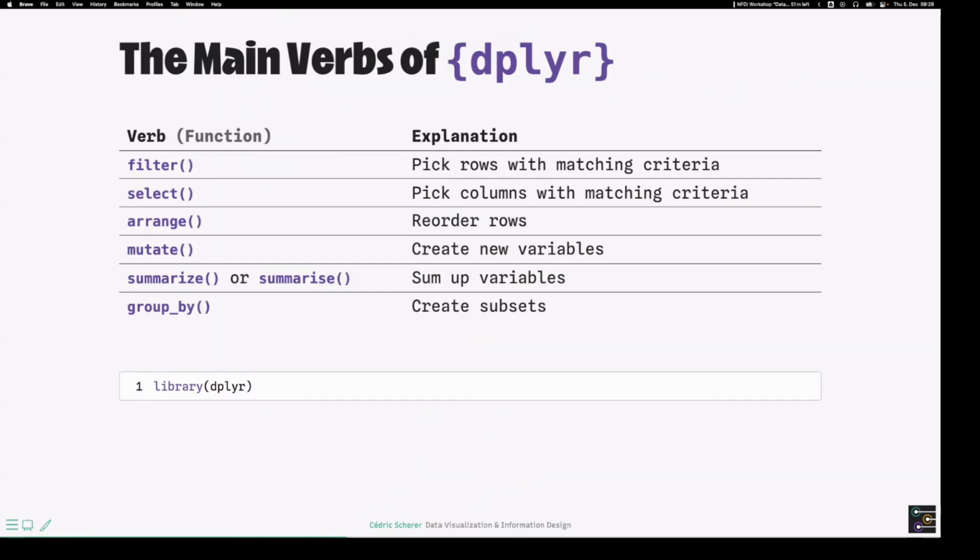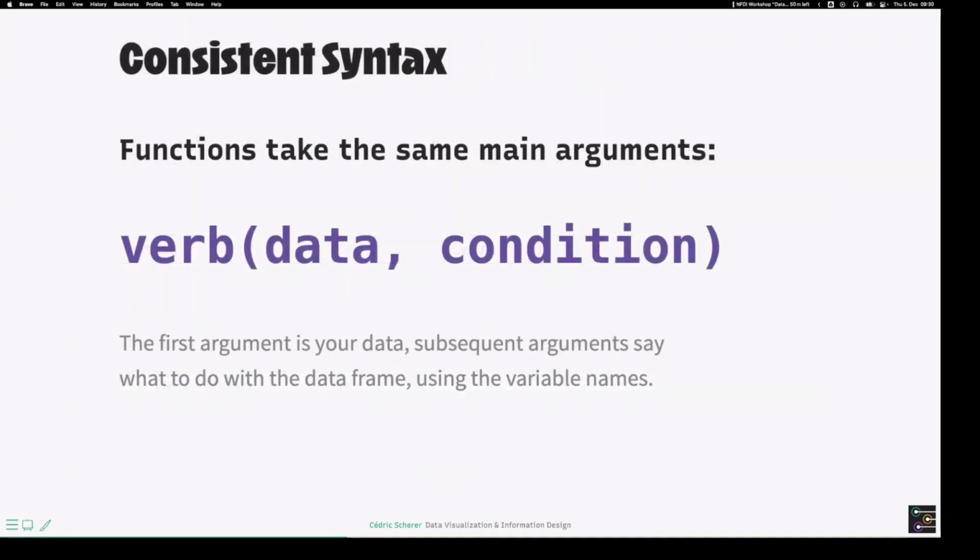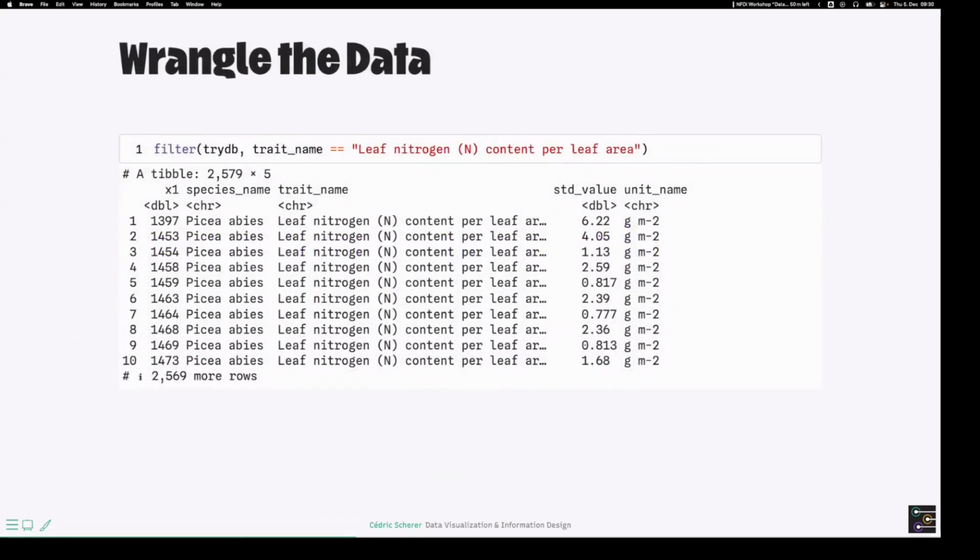In this case, I load the package, so you will not see a namespace anymore because I'm making heavy use of the package. The general idea is that we have the verb, so the function name, like filter, select, mutate. And the first argument is data, comma, and then the condition. That applies to most dplyr functions, but also many of the other functions in the tidyverse. So for example, we could say, well, we are just interested in the leaf nitrogen content per leaf area. That's what we want to look at in the next step. So let's filter our data.